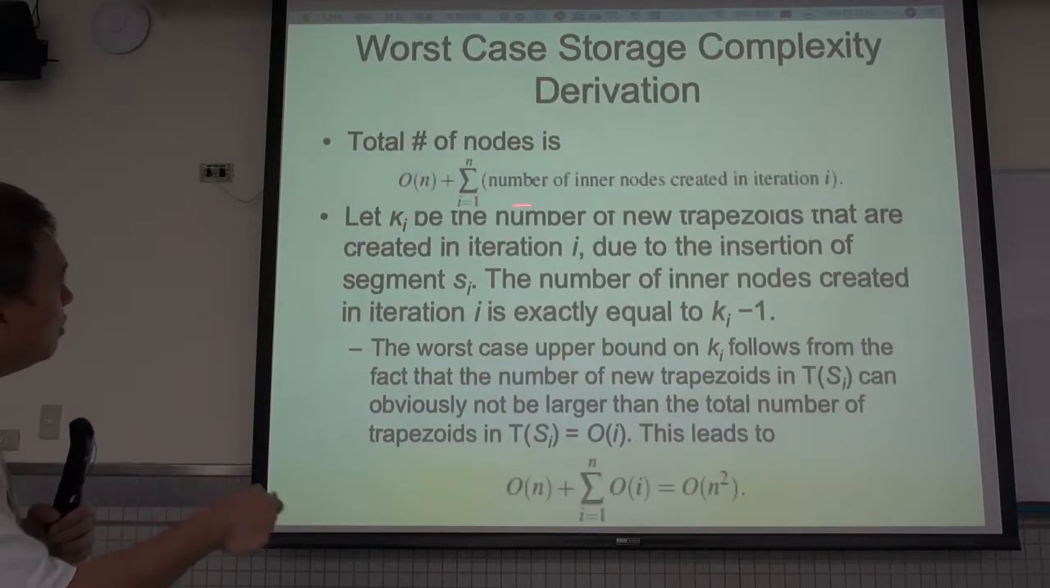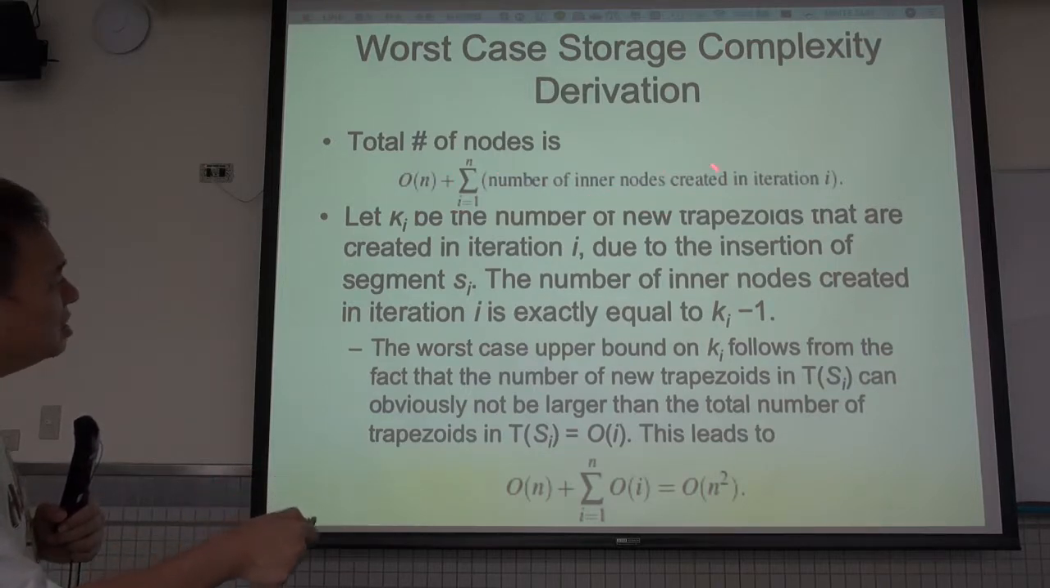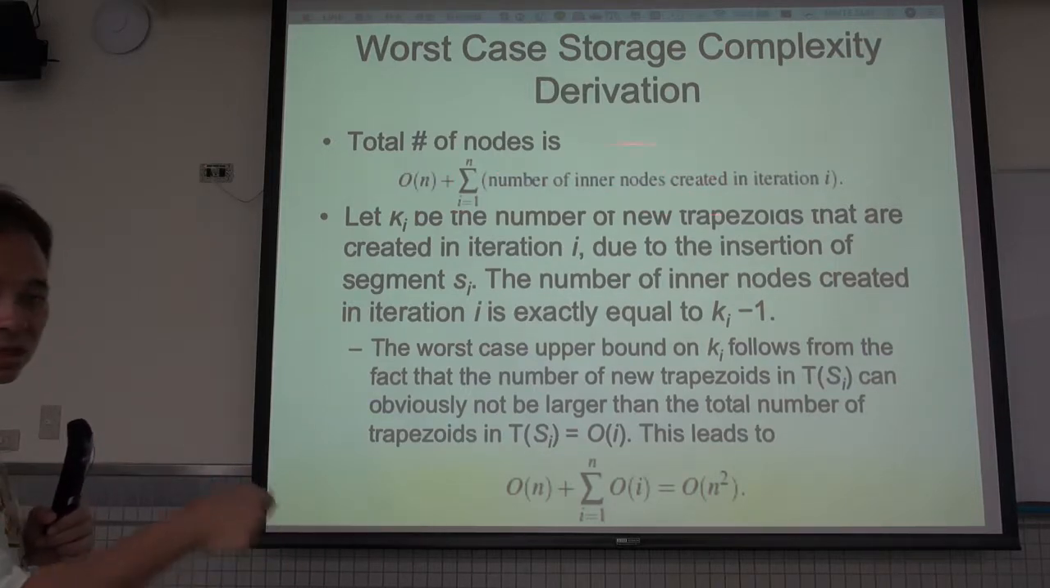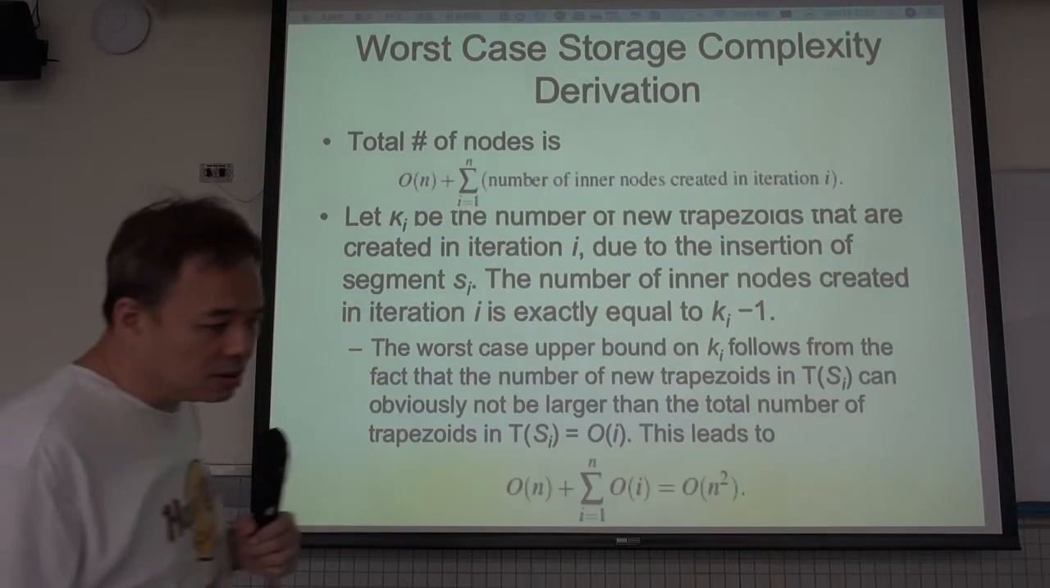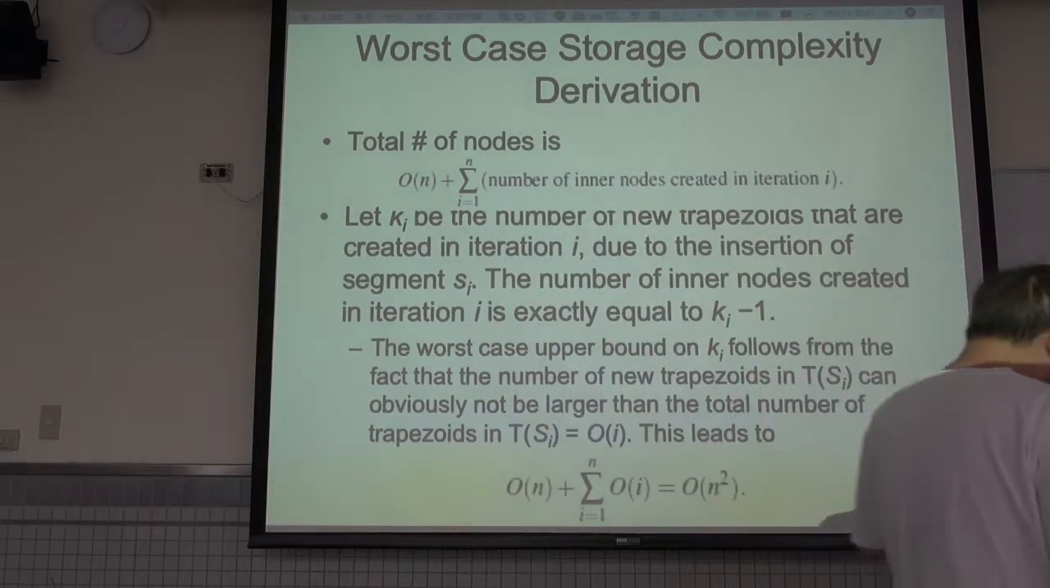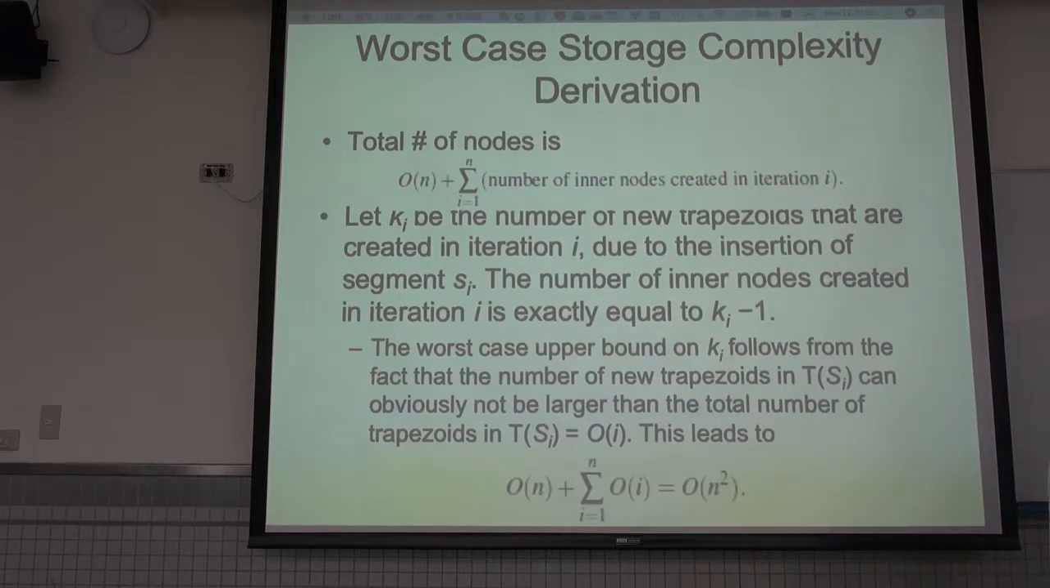Okay, but the other one will be the number of inner nodes, all the inner nodes. Okay, inner nodes. Here we can break those inner nodes into different cases, because those inner nodes may be created at different iterations, right? So we say the number of inner nodes created in iteration i, and we add up from 1 to n, so that will be the total number of inner nodes, right?